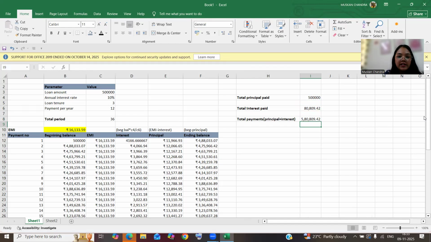So this was the complete demonstration of creating a loan amortization schedule in Excel. So we started with inputs, calculated the EMI using the PMT function, then built the month-wise breakup of payments and visualized it through a chart. So this kind of model is very useful for banks, finance students, as well as for corporate professionals to analyze repayment schedule and the cost of borrowing.